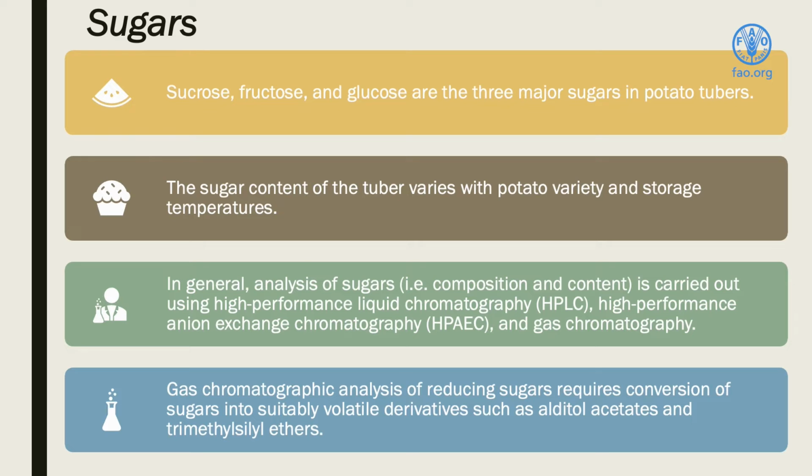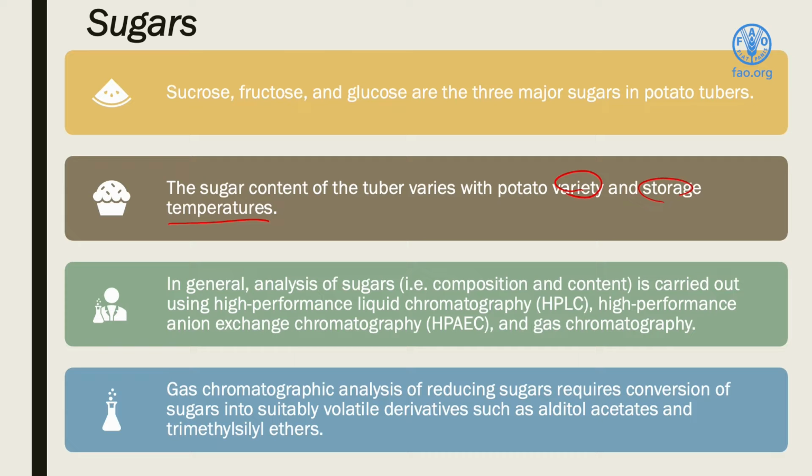Next is the sugar. Sucrose, fructose, and glucose are three major sugars in potato, and the sugar content of tuber varies with potato variety and storage temperature. For example, when you store potato at very low temperature, sugar content can be increased by cold-induced sugar accumulation.